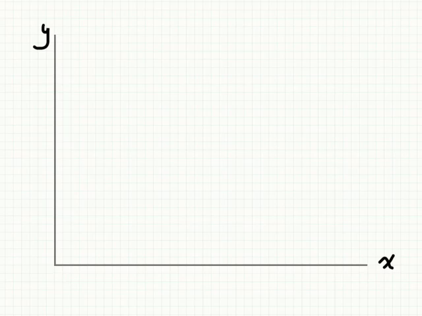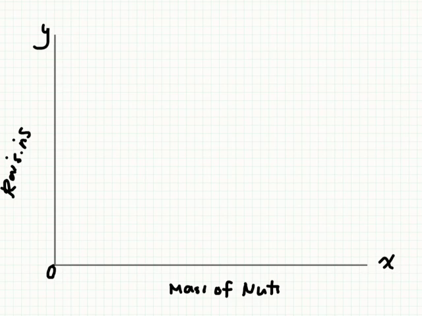Okay, so if we now put all this information on a graph, we were looking at mass of nuts, right? And mass of raisins. Well, what were the nuts increasing by? What was the scale I used for nuts? A scale of 1, okay?